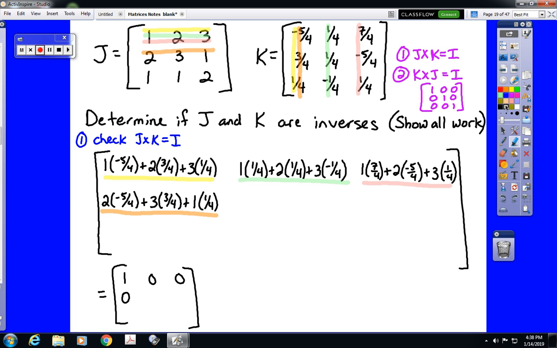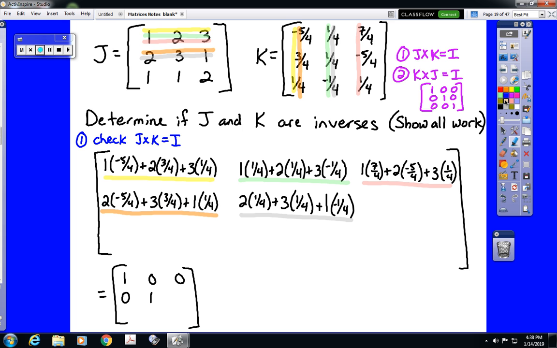So next up we have row 2 times column 2. So that is 2 times 1/4 plus 3 times 1/4 plus 1 times negative 1/4, sorry, almost made a mistake there. So that would be 2/4 plus 3/4, which is 5/4, minus 1/4 would be 4/4, which is 1. So we are still on the right track.